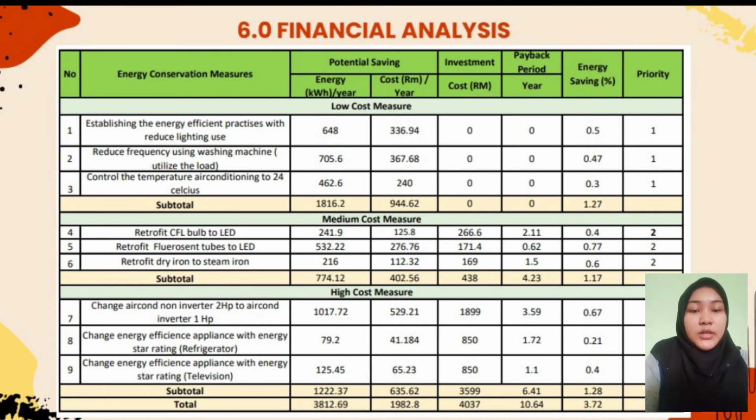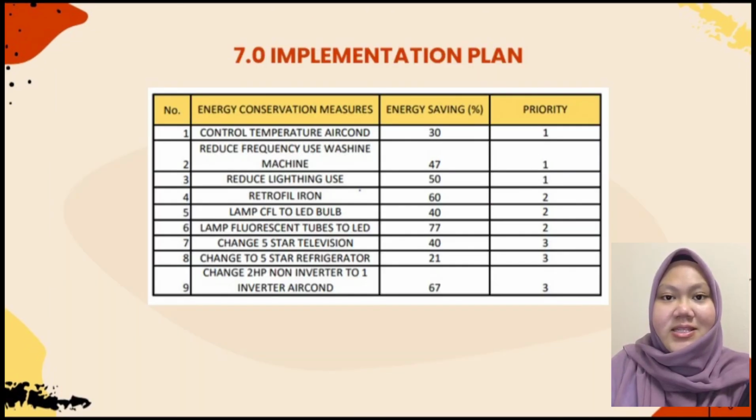The overall total potential saving is 3,812.69 kilowatt hours. Then based on the baseline energy consumption total in the house for a year, which is 6,137 kilowatt hours, carried forward from number 1, the potential energy percentage we can save is 37%. Then the cost we can save is 1,982 ringgit.